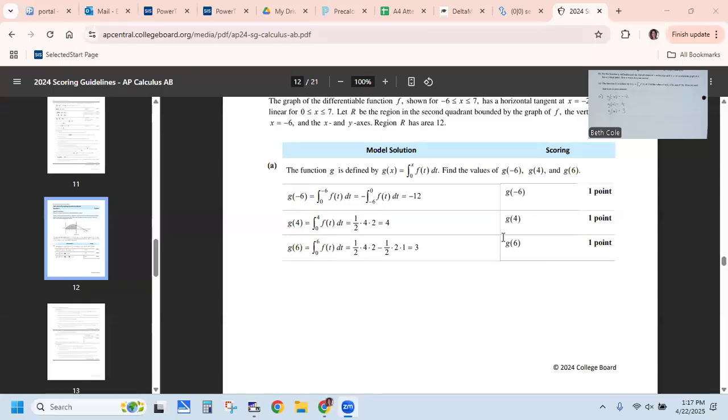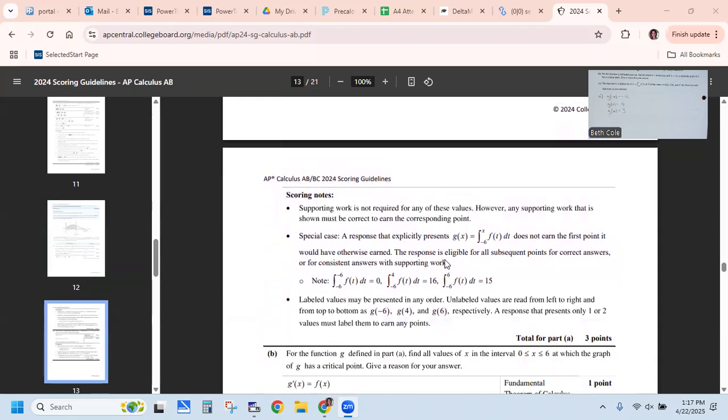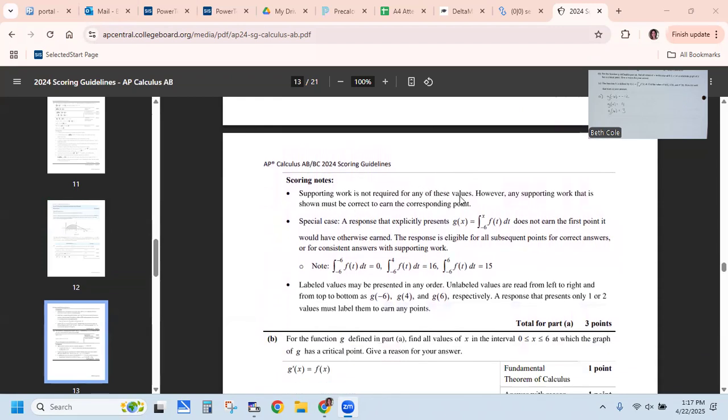Then look, here is the scoring guideline. It's just 1 point for each of them. But I went back and read this while you guys were working because I was curious about it. Supporting work is not required for any of these. However, any supporting work that is shown has to be correct. What we were talking about, even if your answer is right, if you wrote something that was incorrect before that, it's going to be wrong. So in that case, you would want to write as little as possible. Okay.